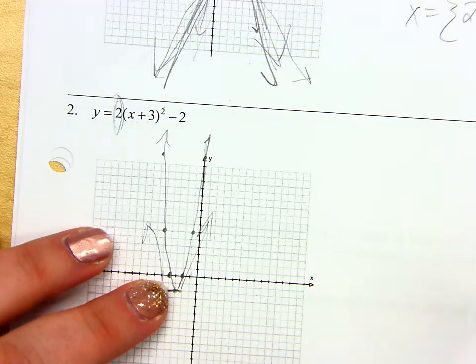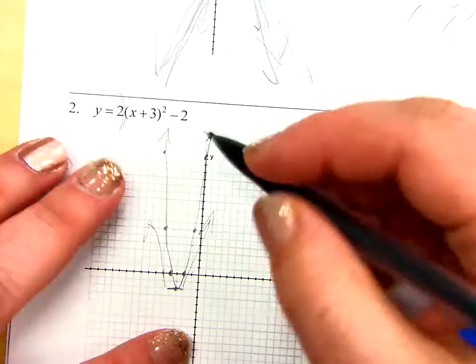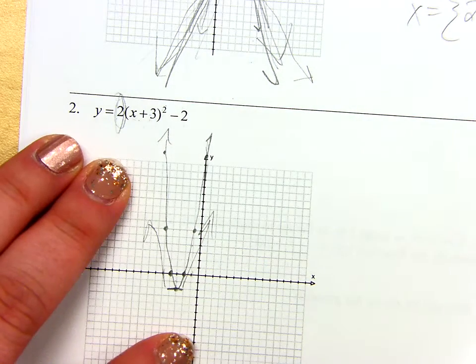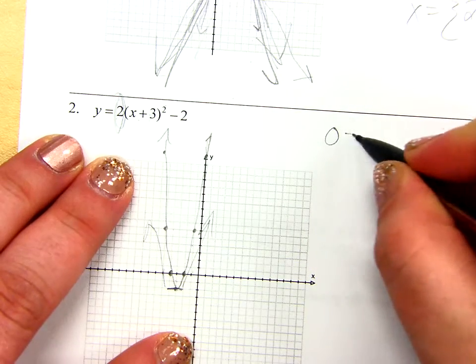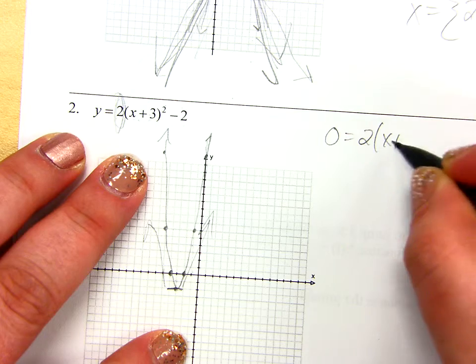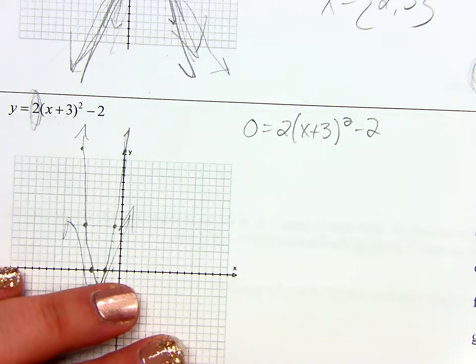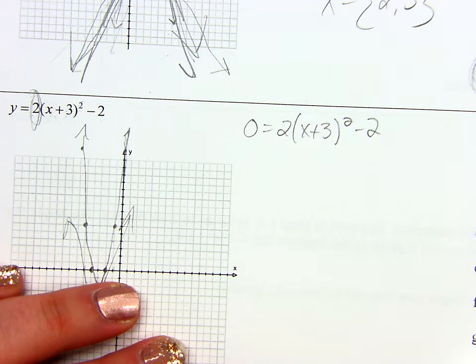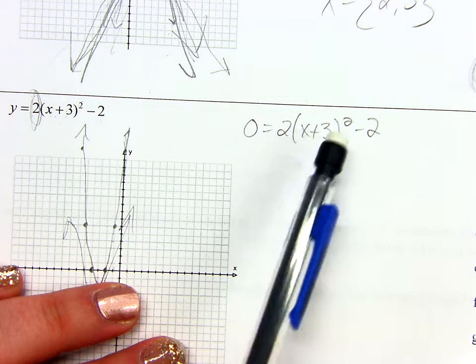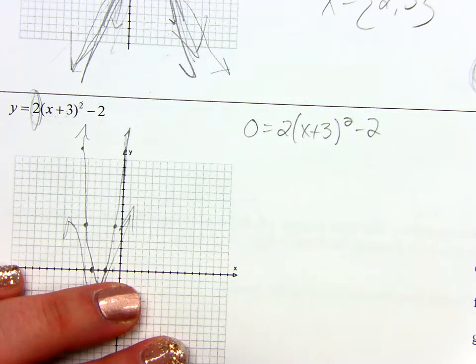If you can't tell from your graph, you have to know exactly where it is. You can't be guessing, right? So you can plug in 0 for y. 0 equals (x plus 3) squared minus 2. Does anybody remember how to solve one like this? The easy way. Don't go the hard way. If you're thinking, oh, I should FOIL that out, you're already doing too much work.